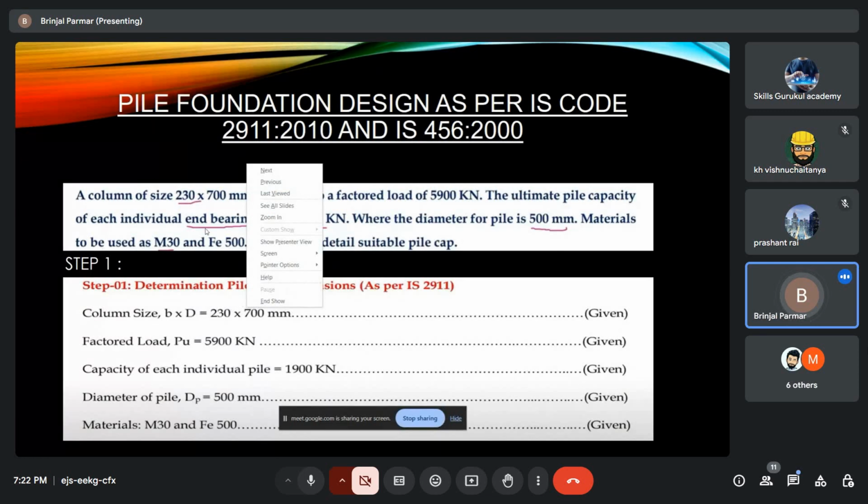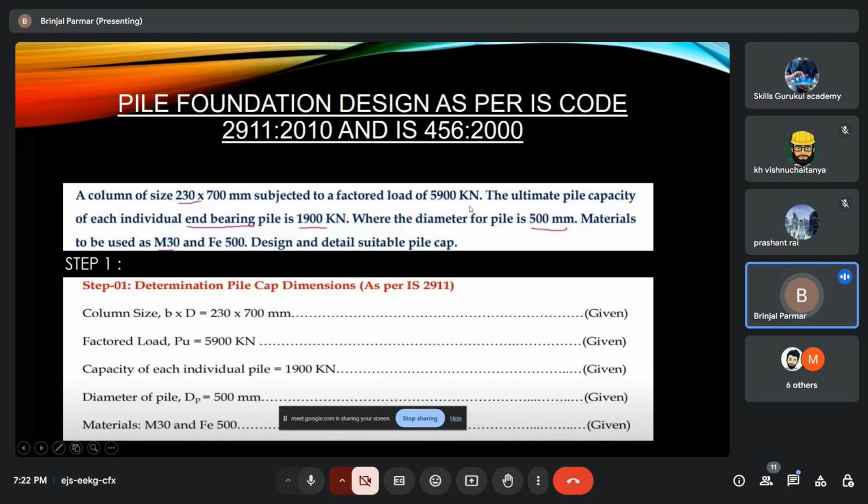So I have taken this example. A column size is 230 by 700 subjected to a factored load of 5,900 kilonewton. The ultimate pile capacity of each individual end bearing pile is 900 kilonewton, where the diameter of pile is taken as 500, and the materials to be used are M30 and Fe 500. Step 1, determine the pile cap dimensions as per IS 2911. So we have column size 230 by 700, factored load Pu equal to 5,900, capacity of each individual pile 900 kilonewton, diameter of pile Dp is 500, and material M30 and Fe 500.